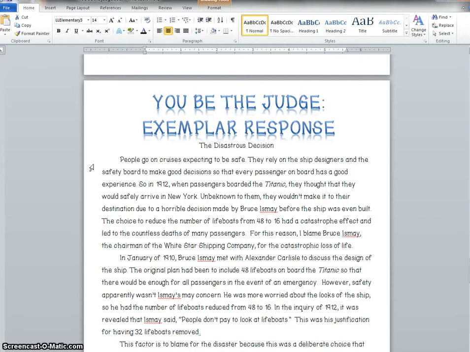The choice to reduce the number of lifeboats from 48 to 16 had a catastrophic effect and led to the countless deaths of many passengers. For this reason, I blame Bruce Ismay, the chairman of the White Star Shipping Company, for the catastrophic loss of life.